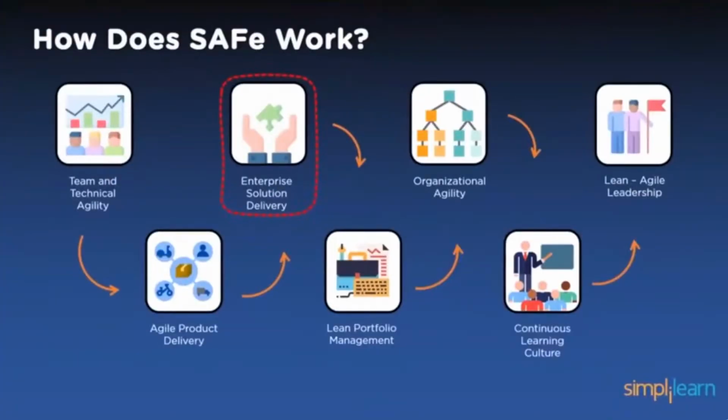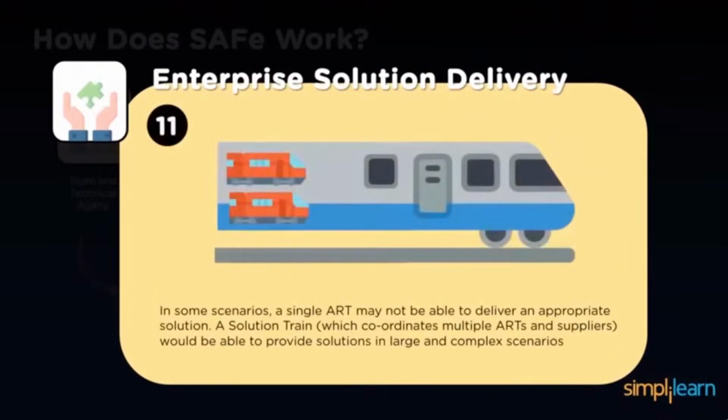So next, enterprise solution delivery. So enterprise solution delivery, let us look at scenarios where a single ART may not be able to deliver an appropriate solution. A solution train which coordinates multiple ARTs and suppliers would be able to provide solutions in large and complex scenarios. So meaning consideration of the enterprise as a whole, seeing the end-to-end organization, entire visibility.